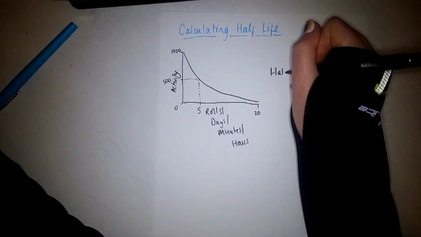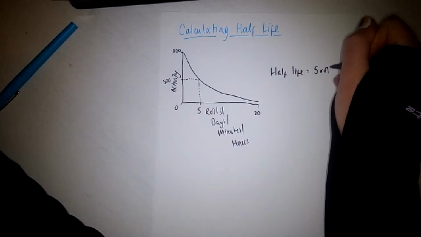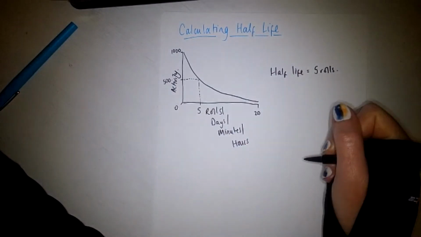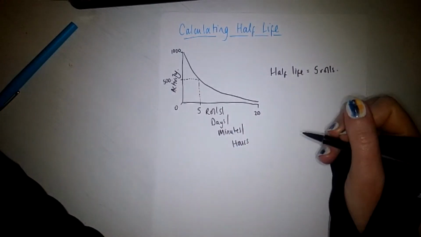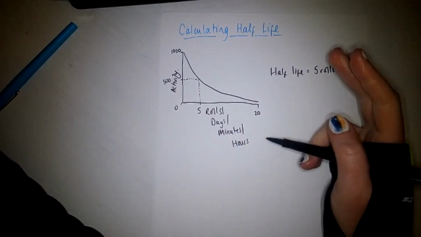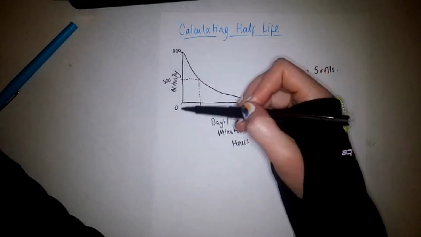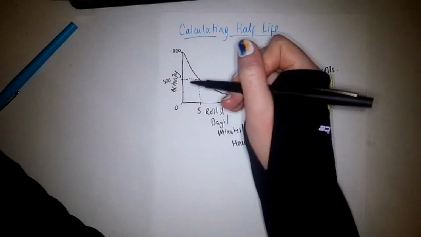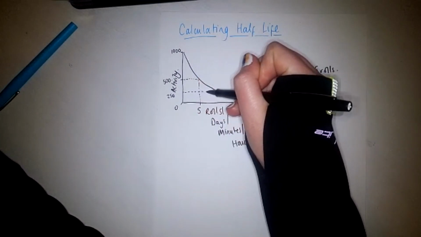So the first half-life is 5 rolls, okay, and that's it. That's how you work out half-life. Now, if I said to you, I want to know what the activity is after 2 half-lives, well, I half it and then I half it again. So what's half of 500? Well, half of 500 is 250, and I just do the exact same thing again.